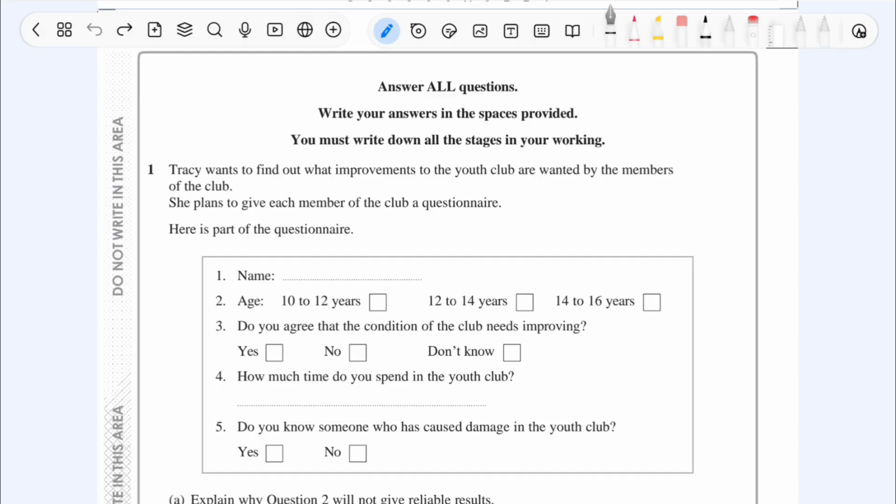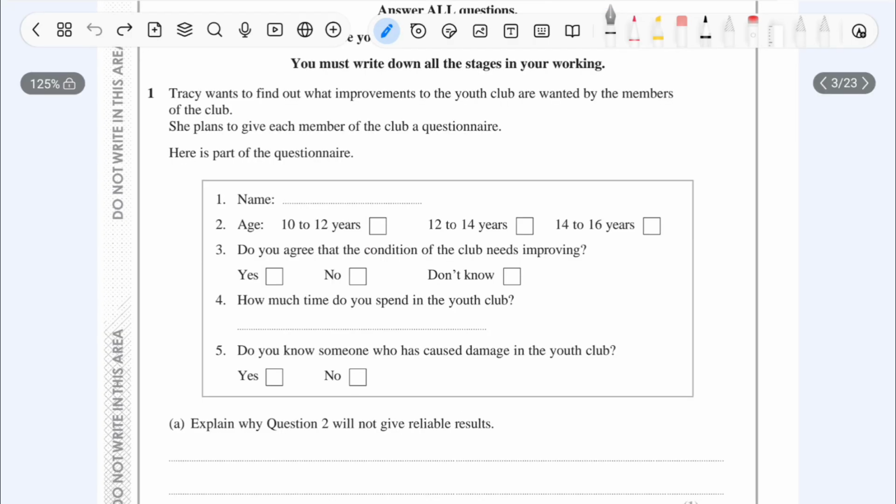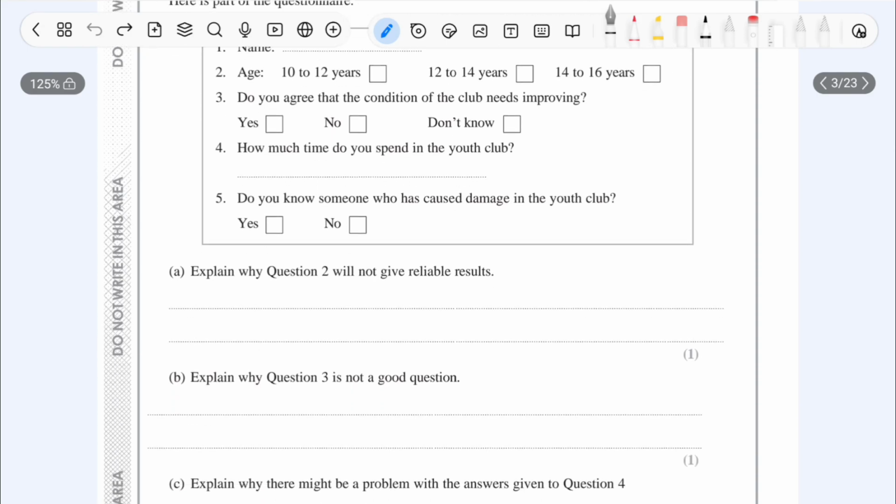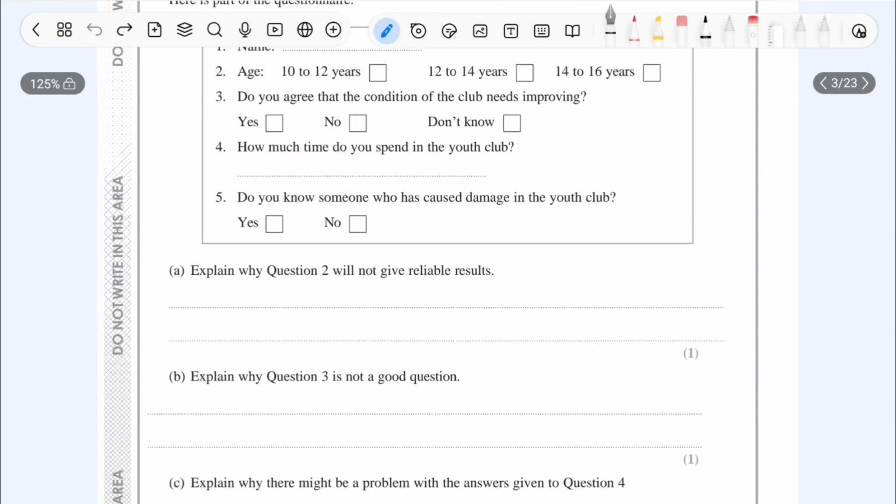Number 1. Tracy wants to find out what improvements to the youth club are wanted by the members of the club. She plans to give each member of the club a questionnaire. Here is part of the questionnaire. We have 5 questions and here they are. Part A asks us to explain why question 2 will not give reliable results.